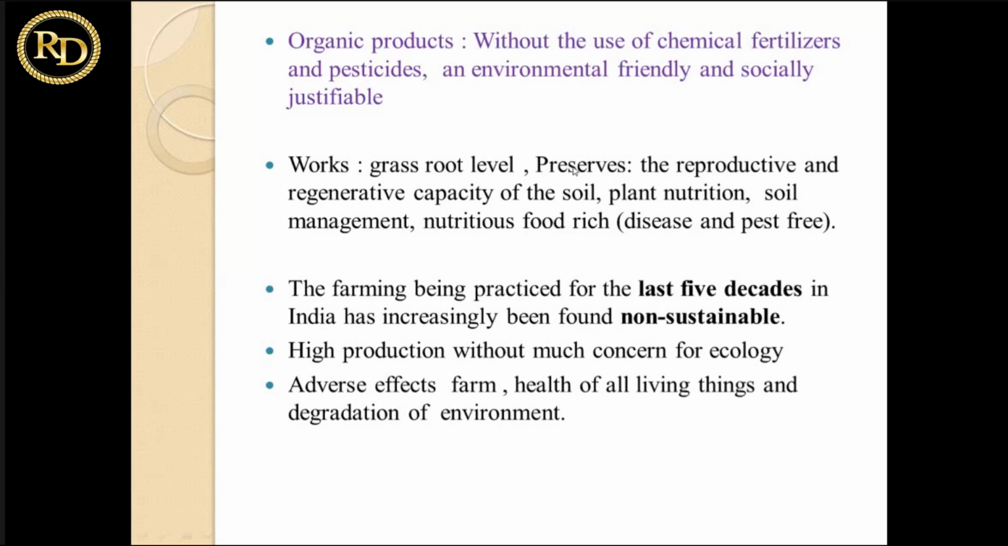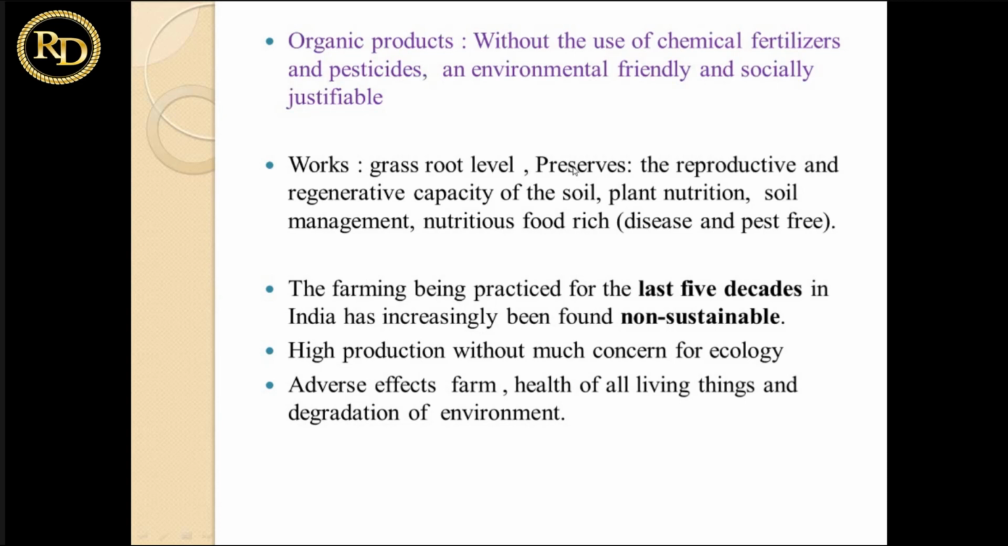The farming being practiced the last 5 decades is called non-sustainable. Non-sustainable means what? High production without much concern for the ecology. Non-sustainable agriculture, this is important, is a concept that goes only for production. They only want more and more production, but they are not concerned with the ecology.